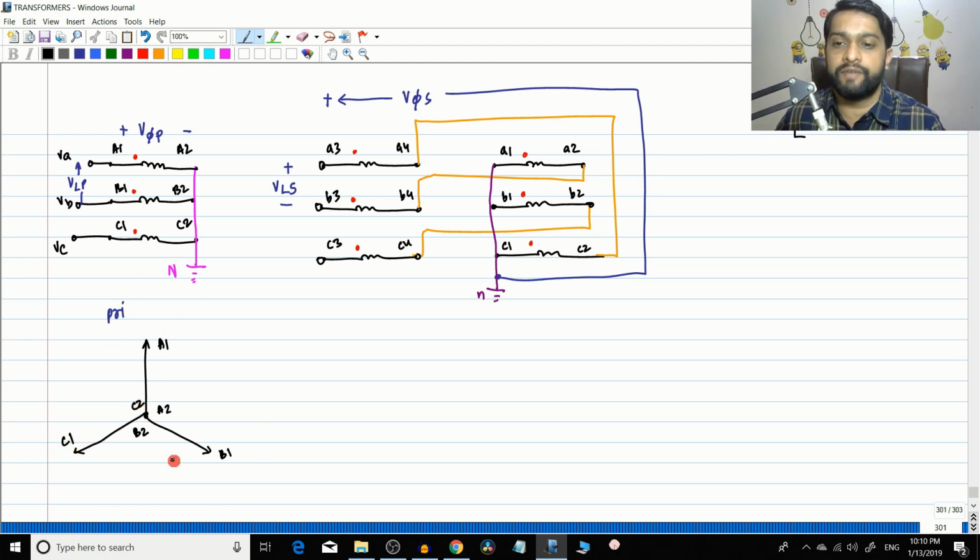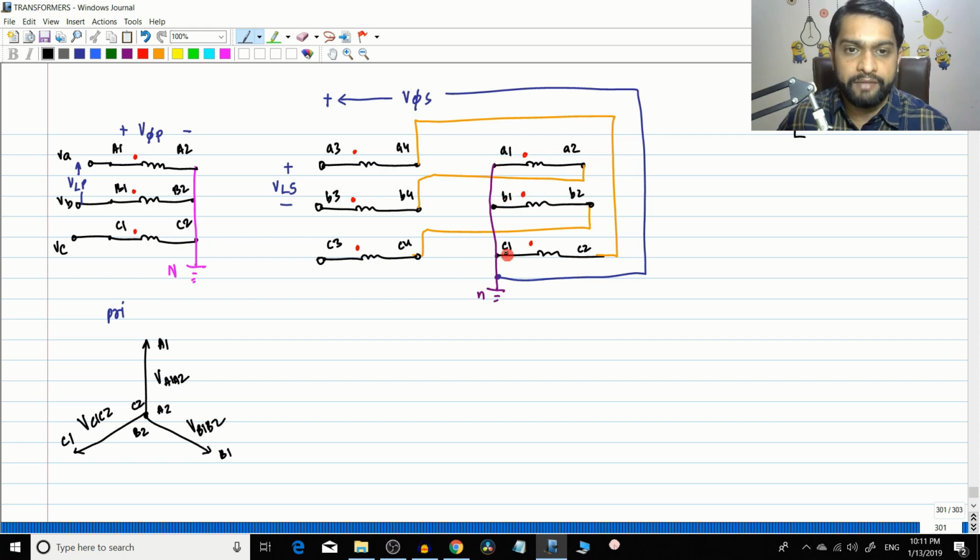So the balanced three-phase supply here. This vector will be VA1A2 phasor, this will be VB1B2, and this will be VC1C2, right? So this is the star side phasor diagram. Now let's draw for the secondary side. We start as usual. We'll get the same diagram as we saw in the first case of the delta zigzag star. For the secondary side, we'll get the same phasor diagram, but let us draw it once again.